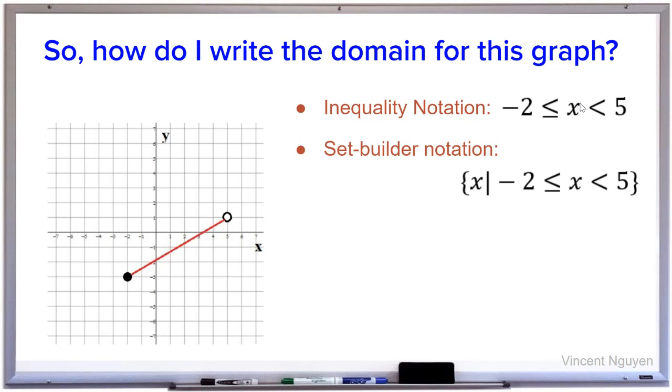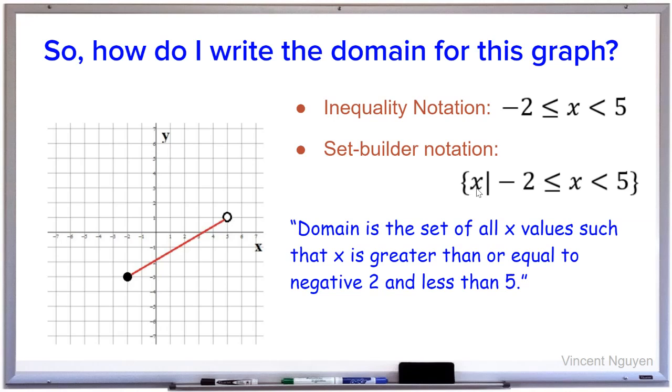Set builder notation: we just take that inequality and put it into set builder notation with this little symbol right here. What does this say then? It says the domain, since it is x values, is the set of all x values. The curly bracket means the set of all x values. And this little bar right here means such that. So the domain is all the x values such that x is greater than or equal to -2 and less than 5, okay? So that's how we read this entire thing.